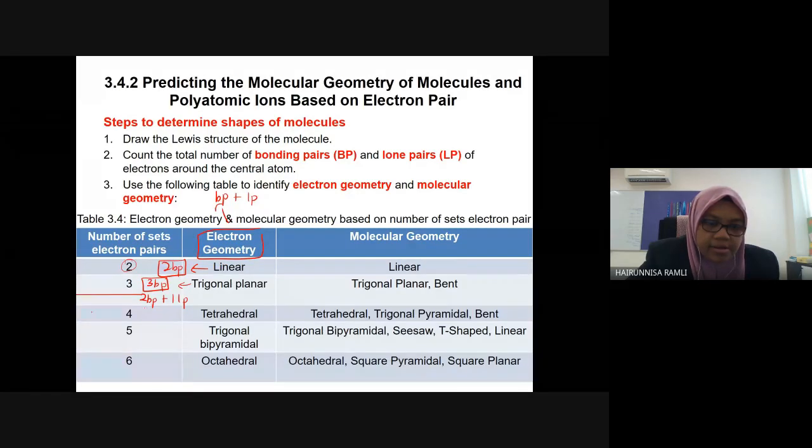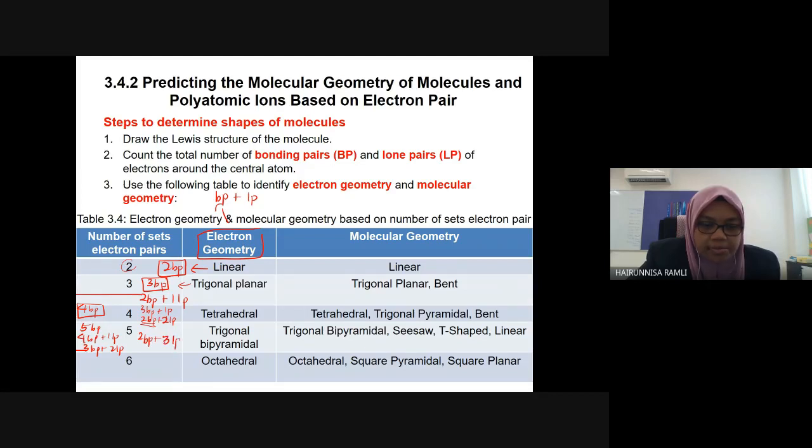Okay, for tetrahedral, kita ada 4 bonding pairs. Ini yang basic. But we also can have 3 bonding pairs with 1 lone pair and also 2 bonding pairs with 2 lone pairs. Total 4. So ni minimum kan, 2 bonding pairs. Okay, untuk 5, dia ada banyak sikit. So 5 bonding pairs. So kita ada 4 bonding pairs with 1 lone pair. We have 3 bonding pairs with 2 lone pairs. And we also have 2 bonding pairs with 3 lone pairs.